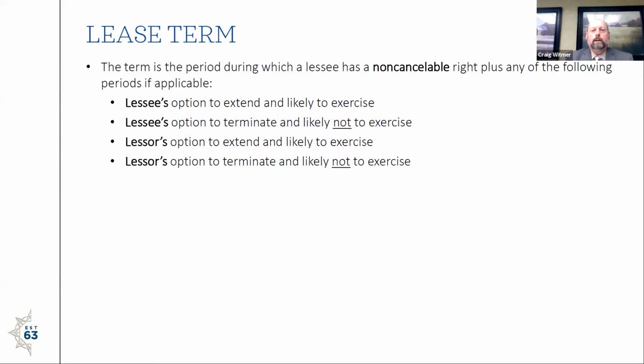Now, one critical element here is it has to be the lessee or the lessor who has those options. If both the lessee and the lessor can cancel or have those options, then that's a cancelable period and you automatically do not take that into consideration.